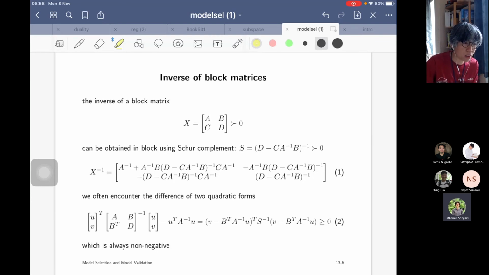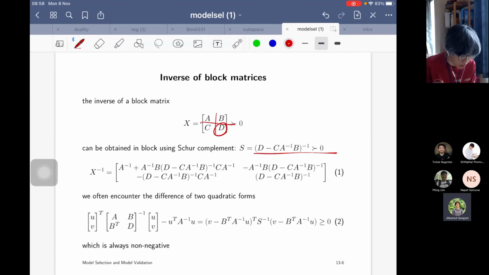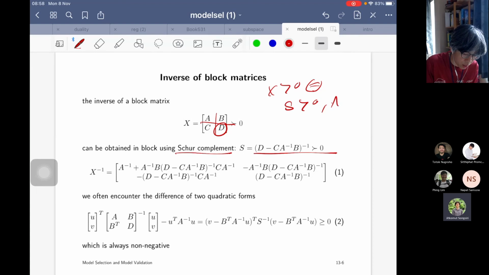Suppose you have a block matrix that can be partitioned in this way, A, B, C, D, that is bigger than 0. And this matrix has a Schur complement on the 2,2 block given by this. Okay, please review the Schur complement. So we have the result that f(x) is bigger than 0 only if the Schur complement is positive semi-definite and A is positive definite.